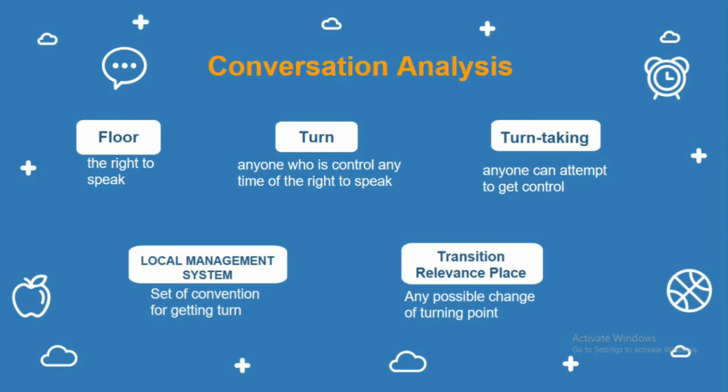The first is floor. Floor can be defined as the right to speak when they get communication or interaction. The second is turn, which can be defined as having control of the scarce commodity at any time. And the third is turn-taking, which can be defined as where control is not fixed in advance, anyone can try to get control. And the fourth is local management system, which can be defined as conventionally known by members of a social group. And the last is transition relevant place, which can be defined as any possible change of turn point.